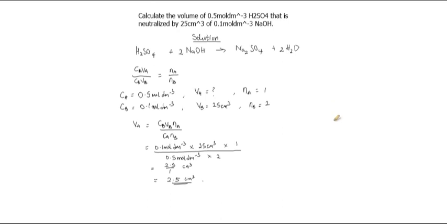So with what we did just now, it can be concluded that the volume of 0.5 mol per dm³ tetraoxosulfate(VI) acid that will be neutralized by 25 cm³ of 0.1 mol per dm³ sodium hydroxide is 2.5 cm³. That is, 2.5 cm³ of tetraoxosulfate(VI) acid will be required, and that answers the question.